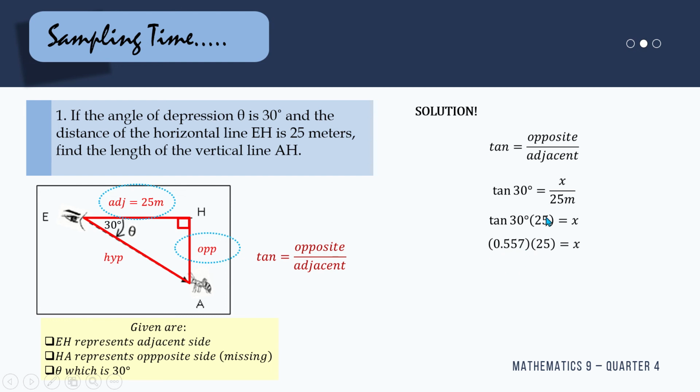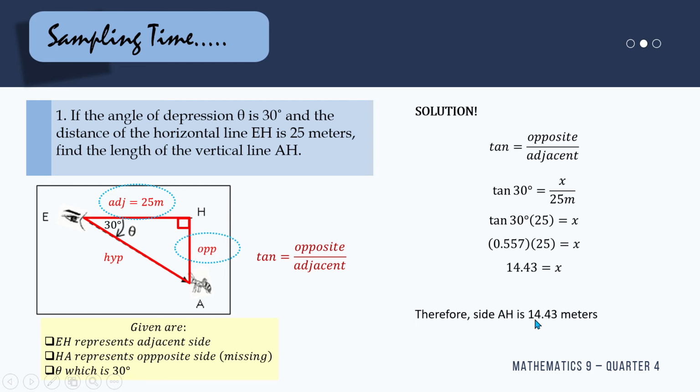So write 0.557 times 25. The parenthesis is very important. Why? Because it symbolizes multiplication as an operation. Then, equivalent to x. Next, if we multiply 0.557 times 25, that is equivalent to 14.43, which is the value of x. So what does x represent, sir? It represents the side AH, or the opposite side, which is 14.43 meters.